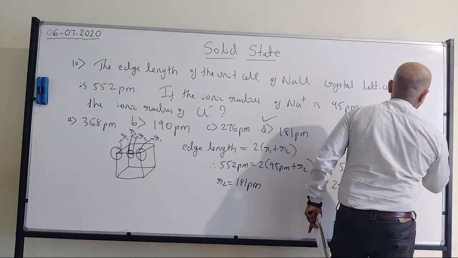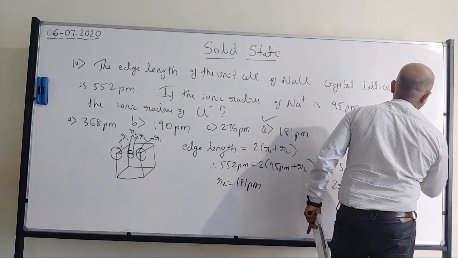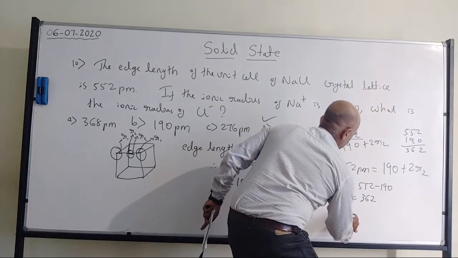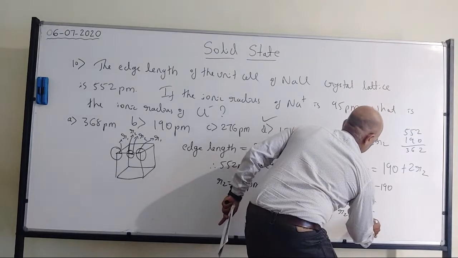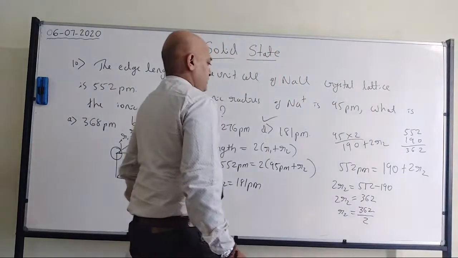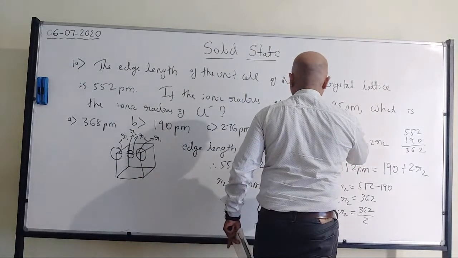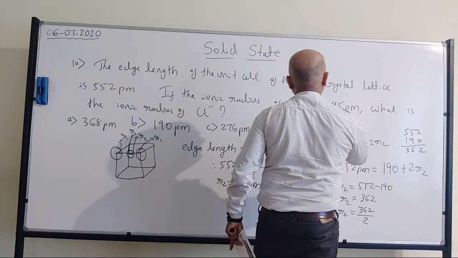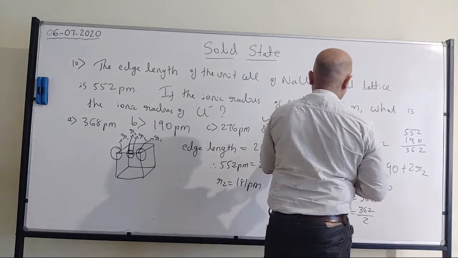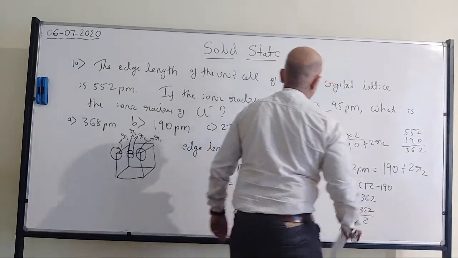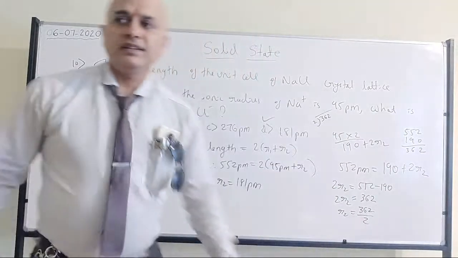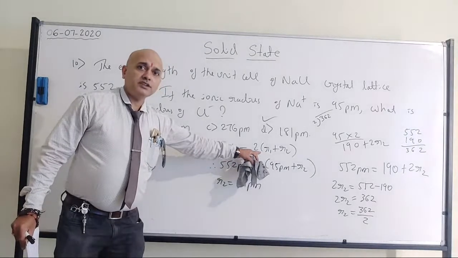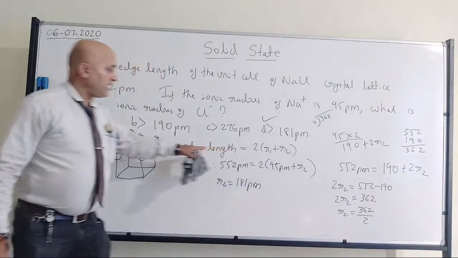552 minus 190 is 362. It will be 362, that is 2R2. Therefore, R2 is equal to 362 divided by 2. I think it's correct. It will be 181 only. Okay? So it will be 181 picometer. How did we get this formula? Have you understood? All of you have understood how we have got this formula.